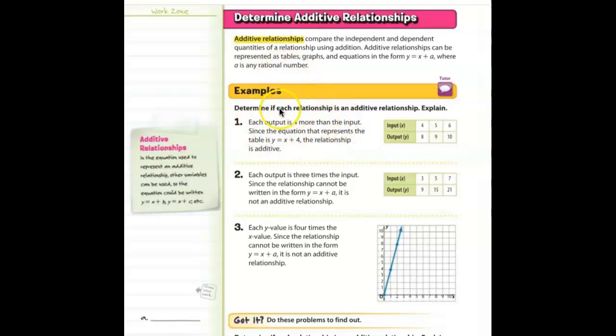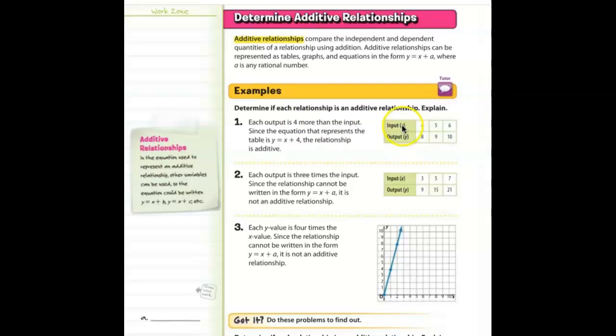All right, so in example 1, we're going to determine whether this is additive or if it's not additive. And we're going to learn tomorrow that when it's not additive, it's called multiplicative, and it involves multiplication. And we've already seen some of those in previous lessons.